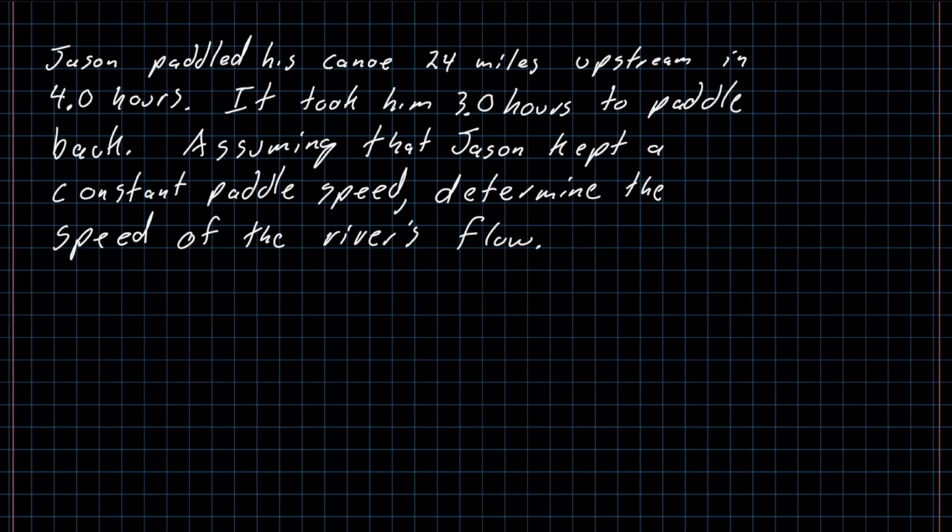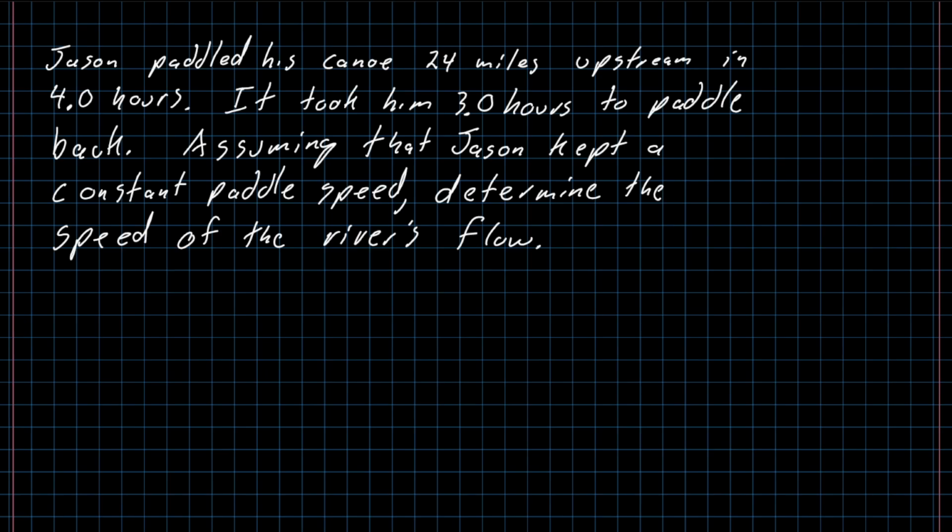Jason paddled his canoe 24 miles upstream in 4.0 hours. It took him 3.0 hours to paddle back. Assuming that Jason kept a constant paddle speed, determine the speed of the river's flow.